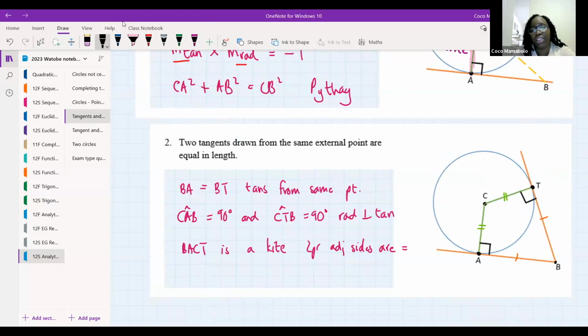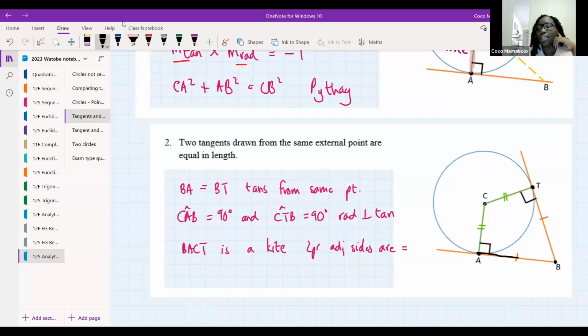Oh, it's not tan chord. That's it, Tando, that's it. Okay, good. Okay, Shisana, it's not quite tangents at a point. It's tangents from the same point. So you'll see that AB and TB both start at B. And they go to the same circle and they each touch the circle once.